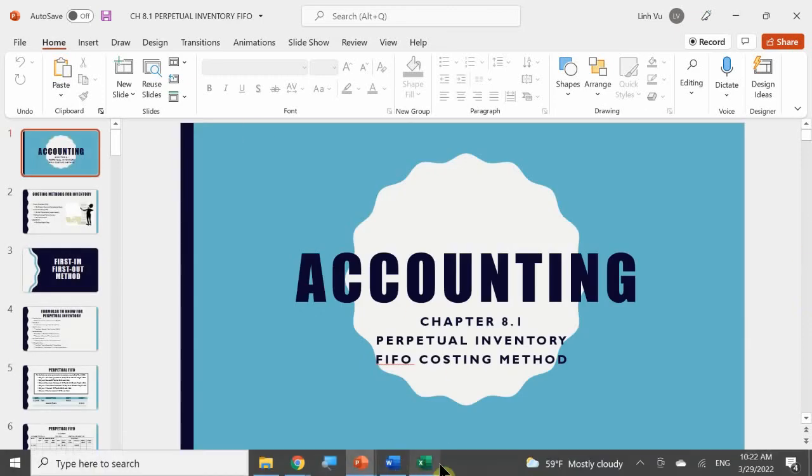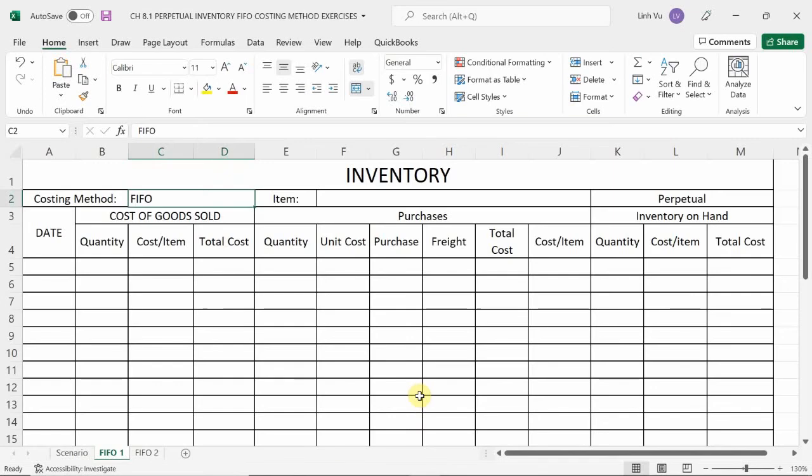So let's go ahead and take a look into the exercise here. Okay, so in this case, this is what I was talking about. This is what the perpetual inventory worksheet looks like. You have a total of 15 columns. Well, the first one's obviously the date. You've got the first 3 columns to be your cost of goods sold. The next 6 are going to be in the middle, which is your purchases. And then the last 3 are going to be your inventory on hand.